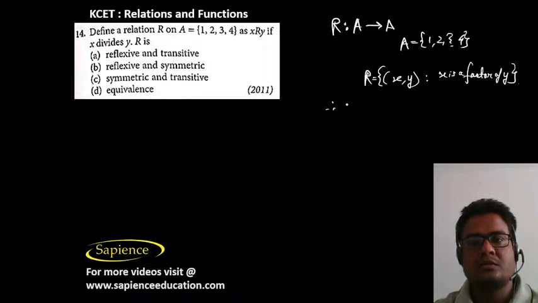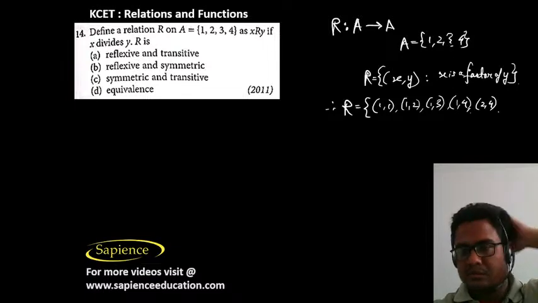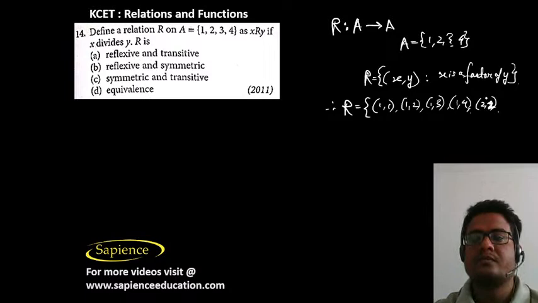So now the relation R will contain these pairs. 1 is a factor of every number. 2 is a factor of 4 only, and 3 is not a factor of it. 2 is a factor of 2 itself. 3 is a factor of 3. 4 is a factor of 4. And 2 is a factor of 4.